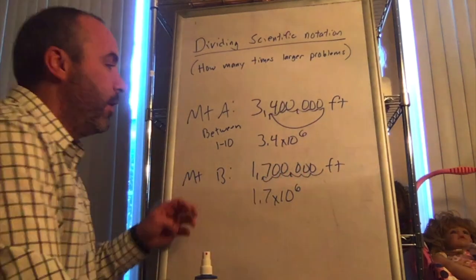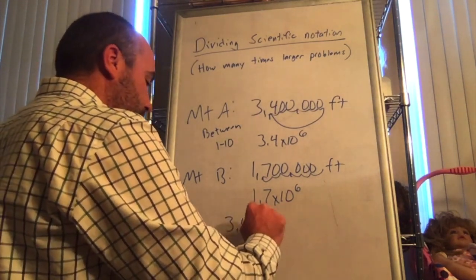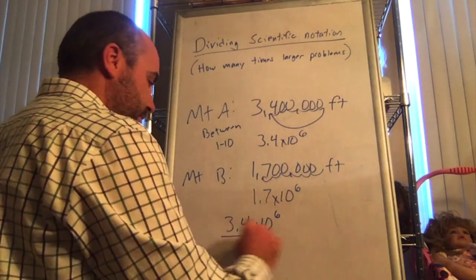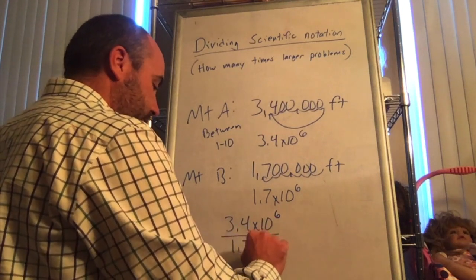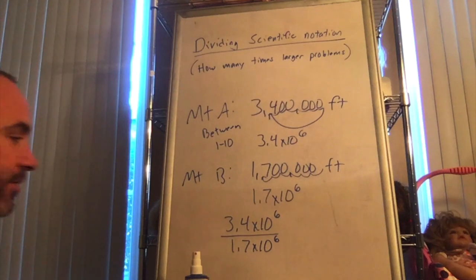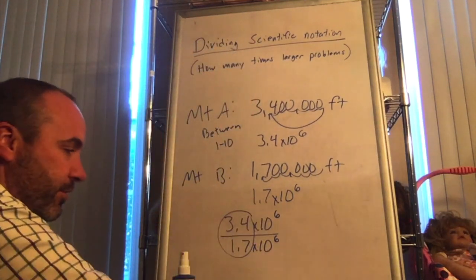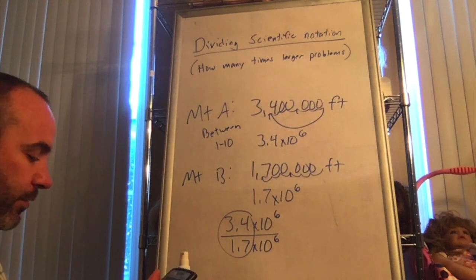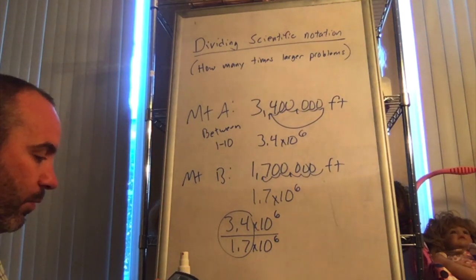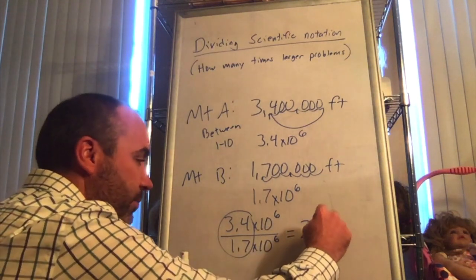All right. So if I had to divide these, I'm looking at 3.4 times 10 to the 6 over 1.7 times 10 to the 6. So when dividing in scientific notation, we're going to look at dividing the coefficients first. So I'm going to take 3.4 divided by 1.7, and I get 2. So my coefficient is going to be 2.